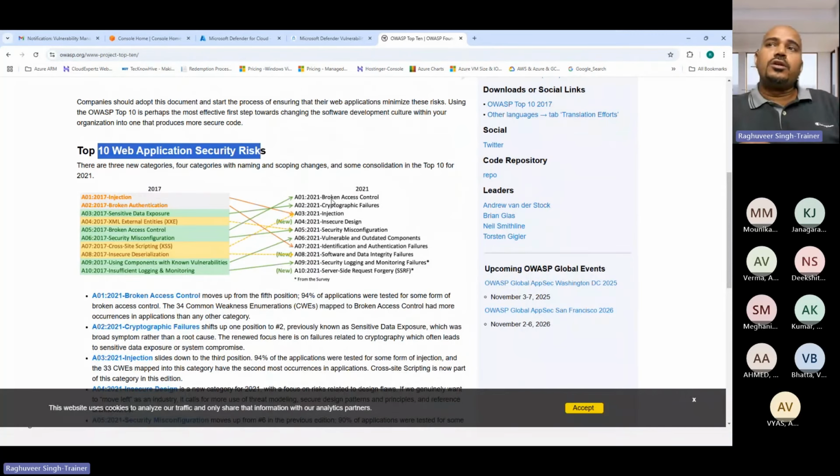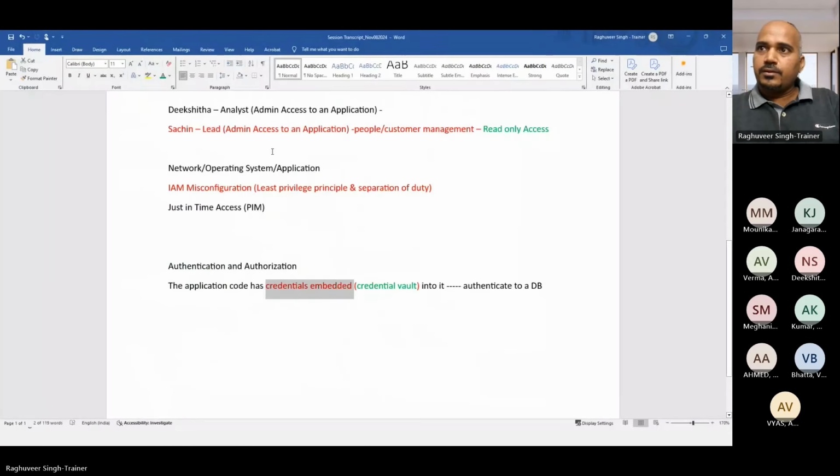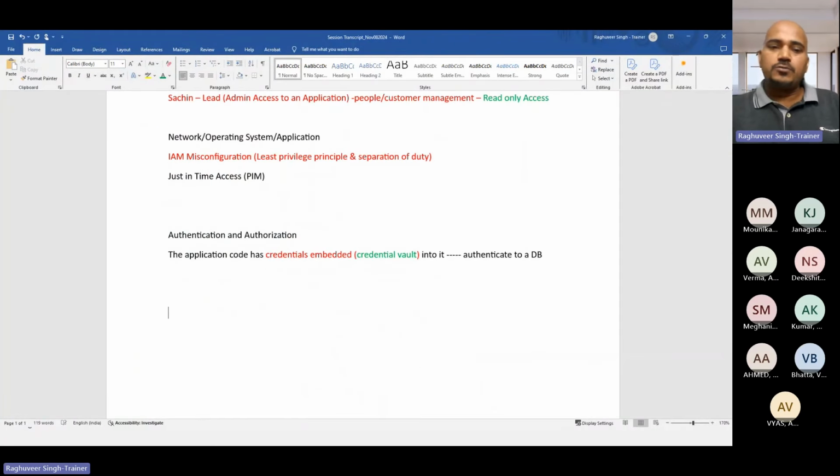So broken access control, that's the first vulnerability in any application. And I gave you the example, which is embedding credentials into the application, having applications with weak authentication protocols, or configuring applications with weak passwords, not using a strong password policy. Can somebody give me an example of a strong password policy?